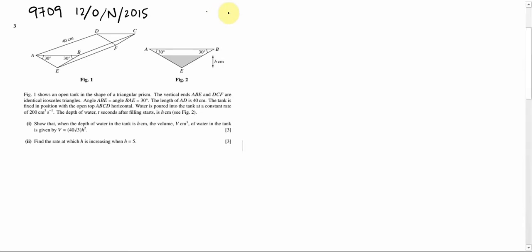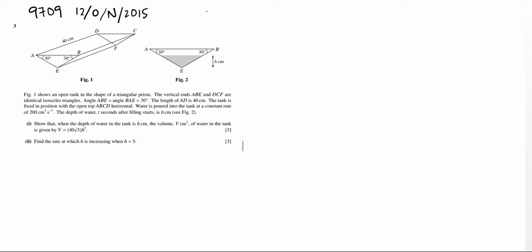Hey guys, today we'll be solving Maths AS paper code 9709 variant 1-2 October November 2013, question number 3. The question says figure 1 shows an open tank in the shape of a rectangular prism. The vertical ends ABE and DCF are identical isosceles triangles. Angle ABE is equal to angle BAE, which is 30 degrees. The length of AD is 40 centimeter.